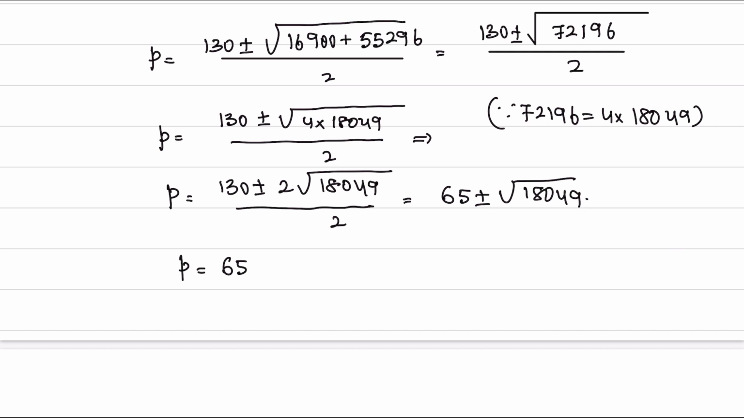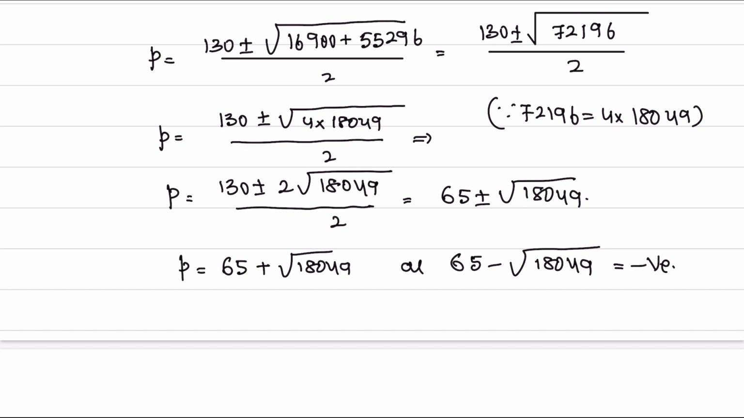Square root of 18049 is lesser than 18049. Hence, we are considering only positive real values in this solution. Hence, the minus sign has to be neglected. This will become 65 minus square root of 18049, which is equal to negative.